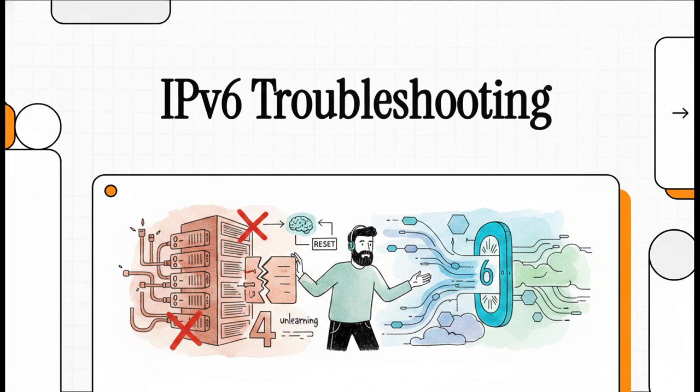Our main goal? Figuring out how to effectively troubleshoot IPv6 by literally unlearning all of that IPv4 muscle memory you've built up over the years. We're doing a total baseline reset here, so let's get into it.